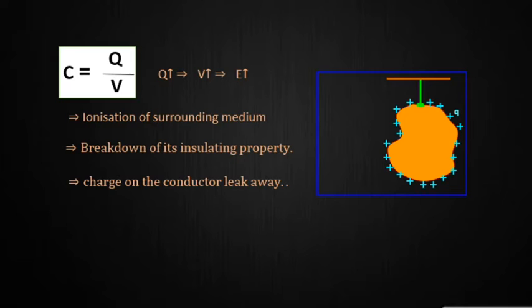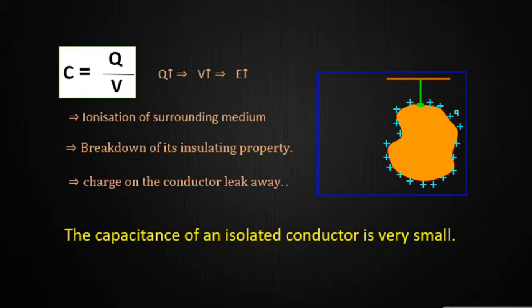Therefore, the charge that can be stored on the conductor is limited to the value such that the electric field is not large enough to cause ionization of surrounding medium, or we can conclude that the capacitance of an isolated conductor is very small.